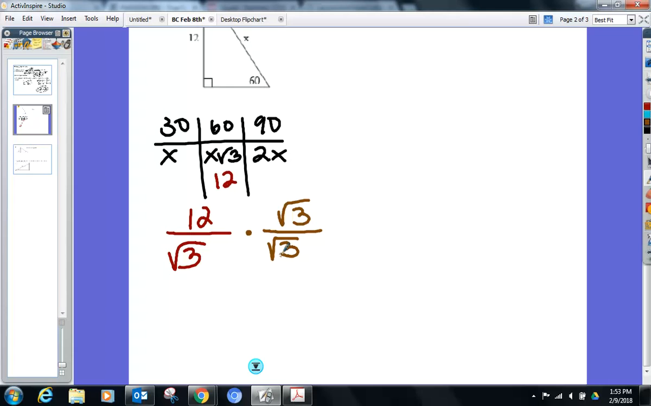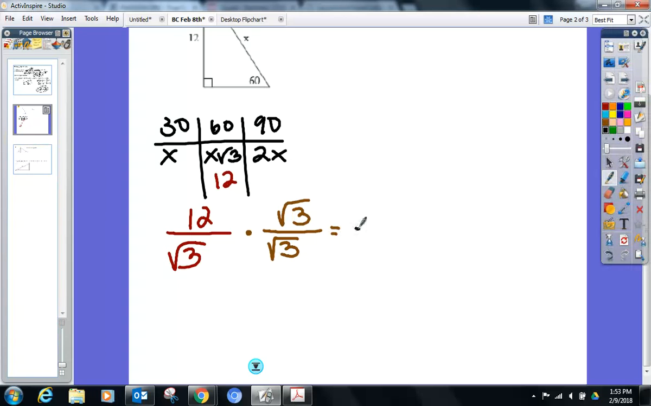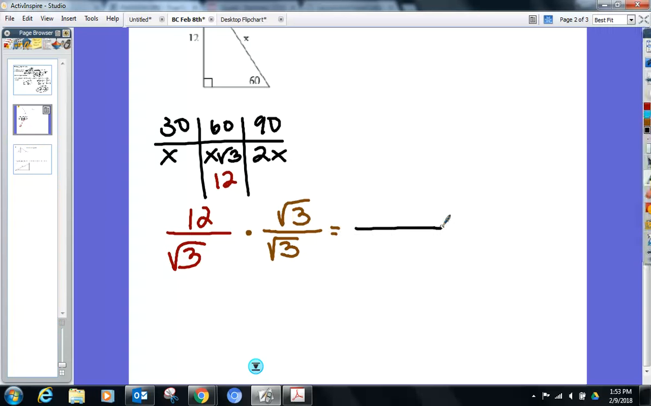So you guys know what allows me to do that? What is radical 3 divided by radical 3? 1, so I'm not changing this at all by multiplying it by 1. I'm not changing the value. Why do I want to do this? Numerator times numerator, 12 times radical 3, 12 radical 3, can't do anything there. But on the bottom, radical 3 times itself. No more radical.